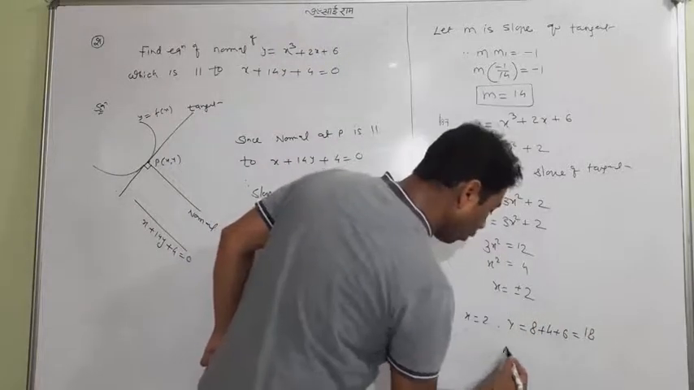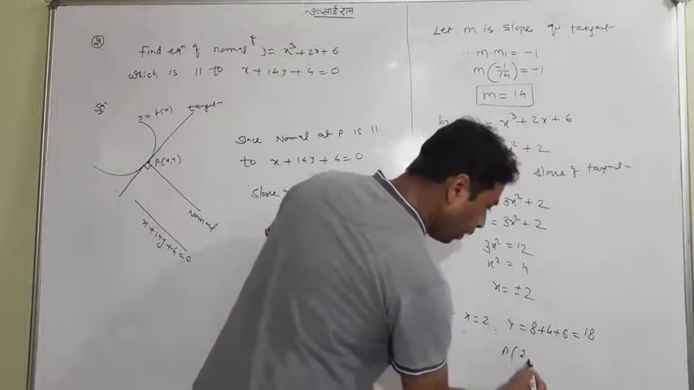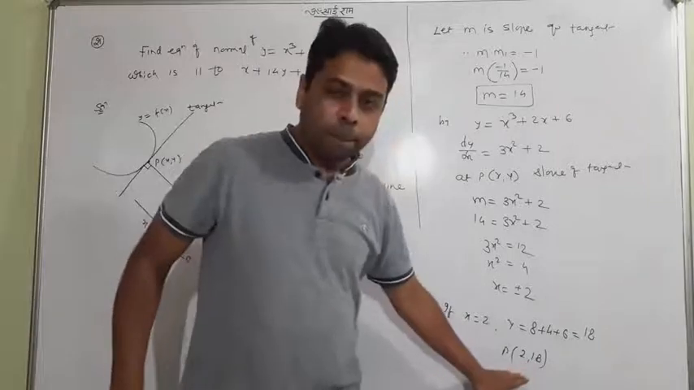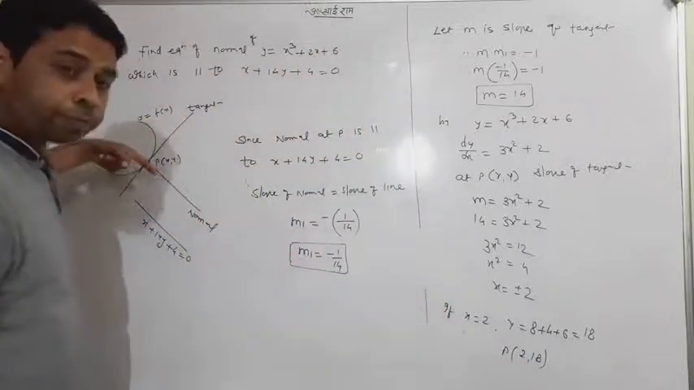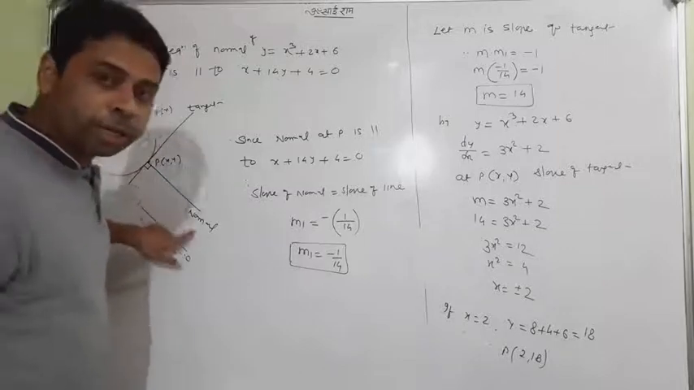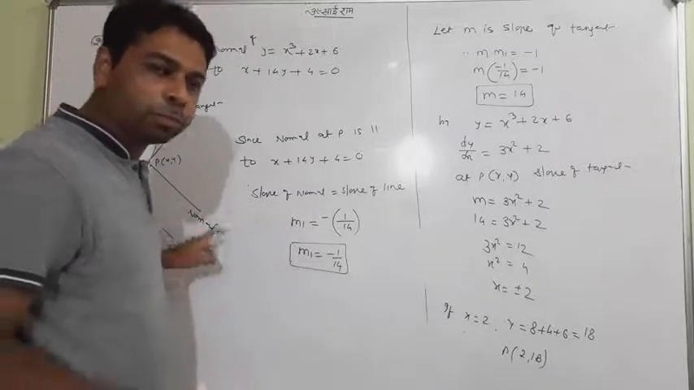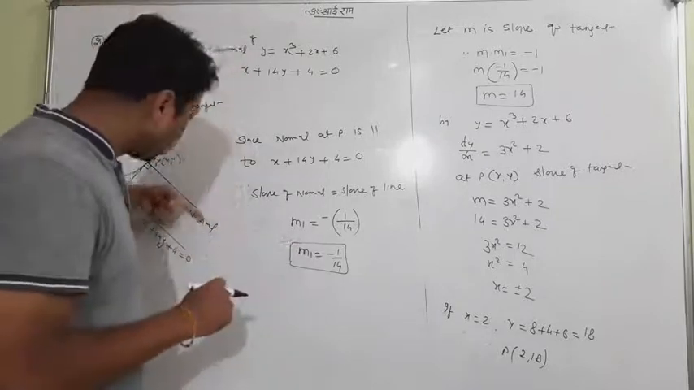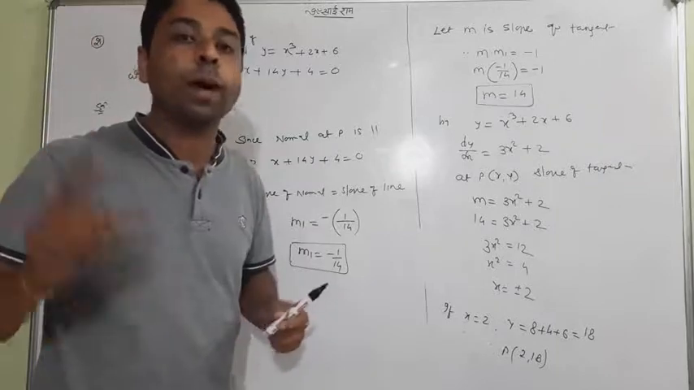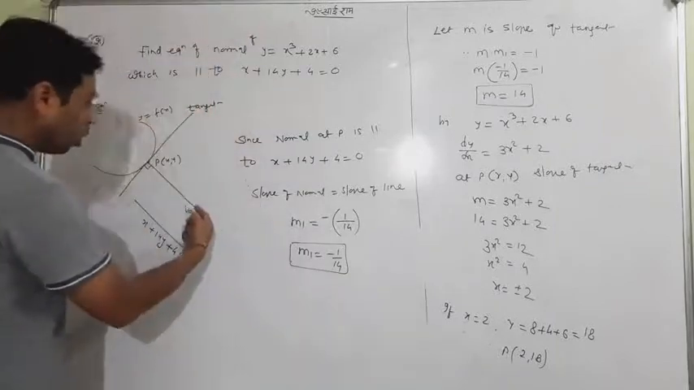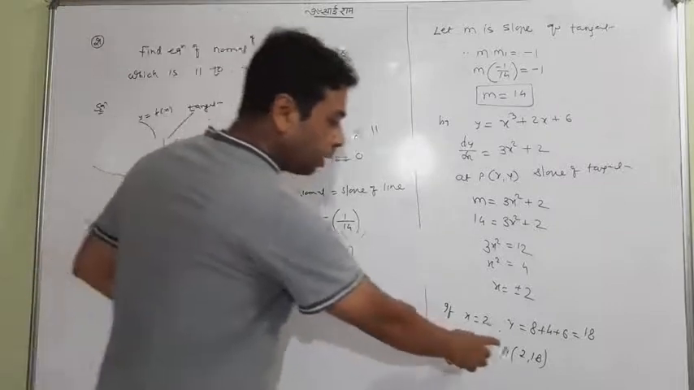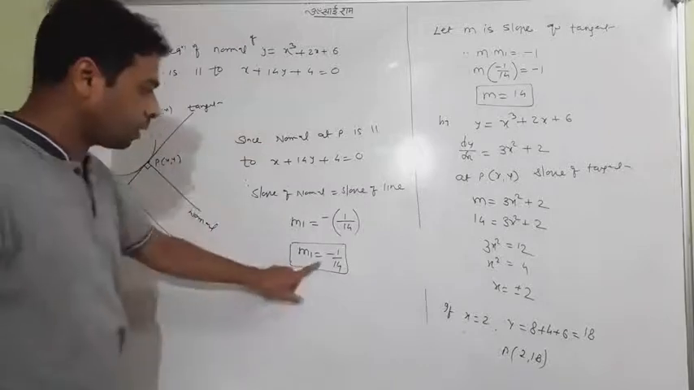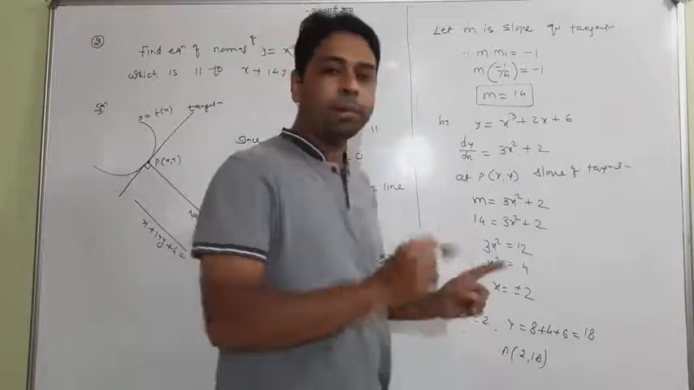So first you have got the point of contact P(2, 18). Students, what to do now? You have got P(2, 18) and you want to find the equation of the normal. So what are you going to use? By the one point form of the line, the equation of the normal will be y minus y1 equal to m(x minus x1). This normal is passing through this point, meaning it is x1, it is y1. And what is the slope of the normal? This is m1.